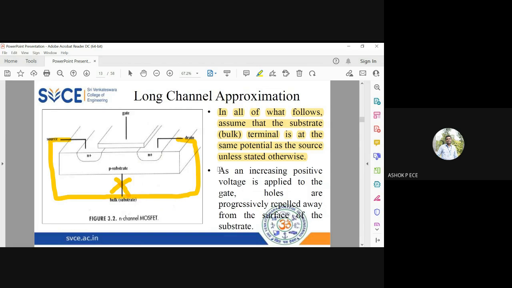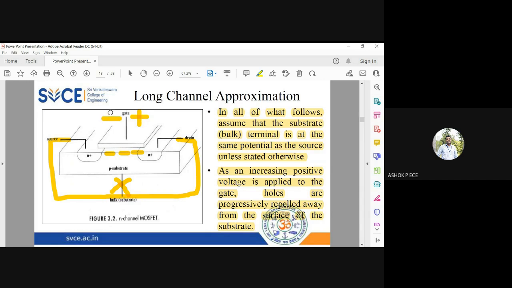So when I'm going to apply a positive voltage to the gate, definitely the opposite charges are induced, because if one side of a capacitor is going to be positive, the other side has to be negative, because opposite charges will attract each other, right? So holes on the other side are repelled away and the electrons are attracted towards the surface of the substrate. That's what I've shown here.